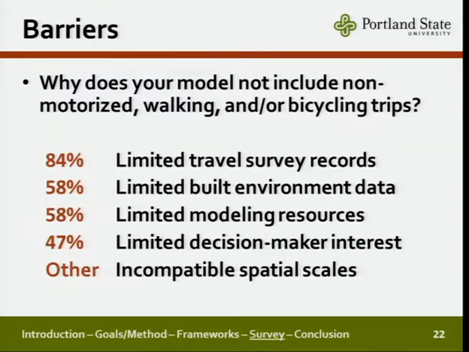Our first question asked, why does your model not include non-motorized walking or bicycling trips? By far, the biggest response was that agencies had limited travel survey records available to them. So maybe they did a survey of the whole region, asked a certain number of households, and maybe they didn't have a large enough sample size in order to get enough walking trips in order to estimate a model. So this is a key thing we'll come back to at the end.